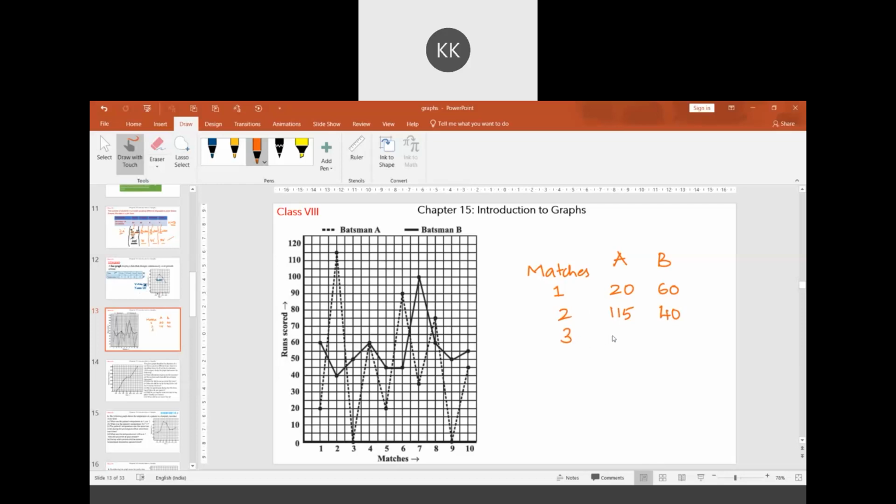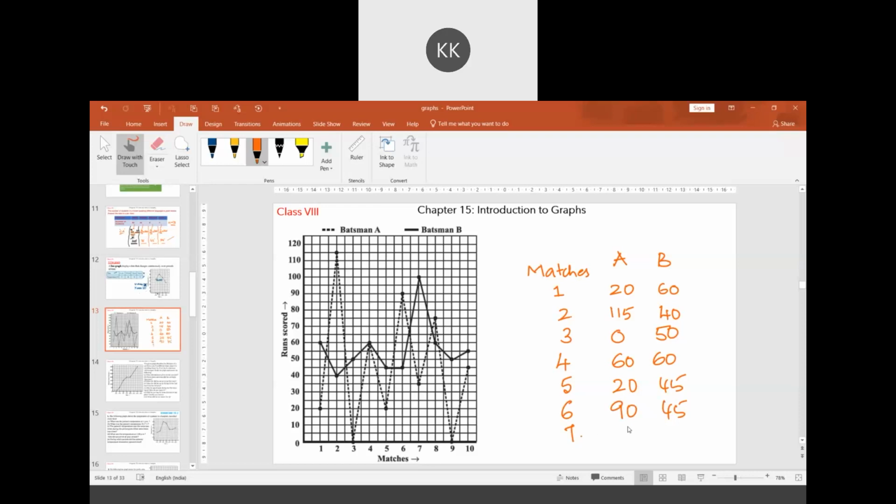For the third match, 0 and 50. For the fourth match, both of them have scored the same, 60 runs. For the fifth match, 20 and 45. For the sixth match, 90 and 45.